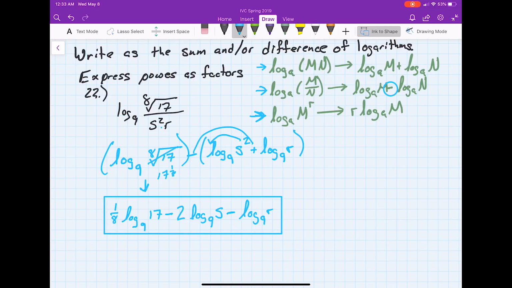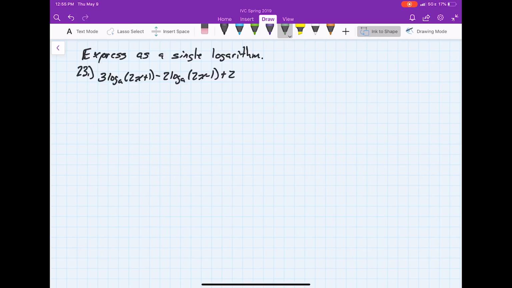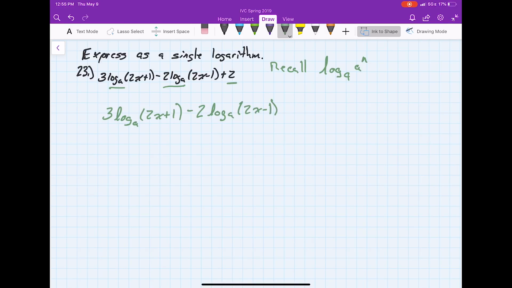And moving on to the next. Moving on to number 23. Express as a single logarithm. All right, so notice we don't have everything in terms of log a, but recall that log a can be written as a to the nth. So if we change this 2 to a to the nth, it would be a to the second. So we can rewrite all of this as log a of 8 quantity 2x plus 1 minus log a of 2 quantity 2x minus 1 plus log a to the second. And that's this portion of it.